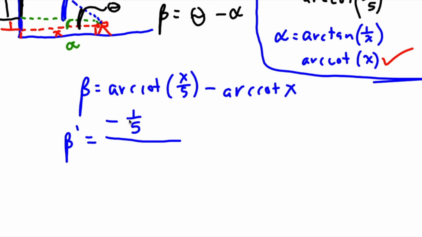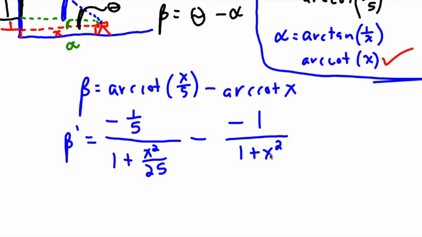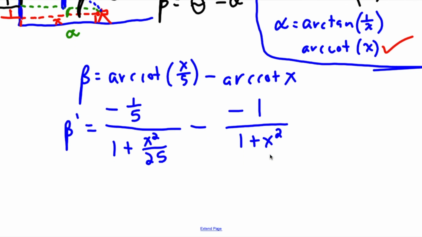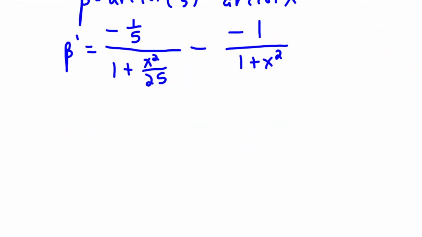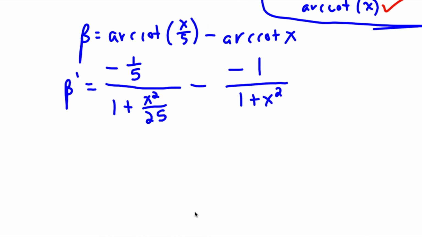And then we have 1 plus this inside squared, so x squared over 25. Minus, again we have a negative, the derivative of x is 1 over 1 plus inside squared. The inside is just x. All right, and again, calculus is over, now algebra takes the place and finishes out the rest of the problem.